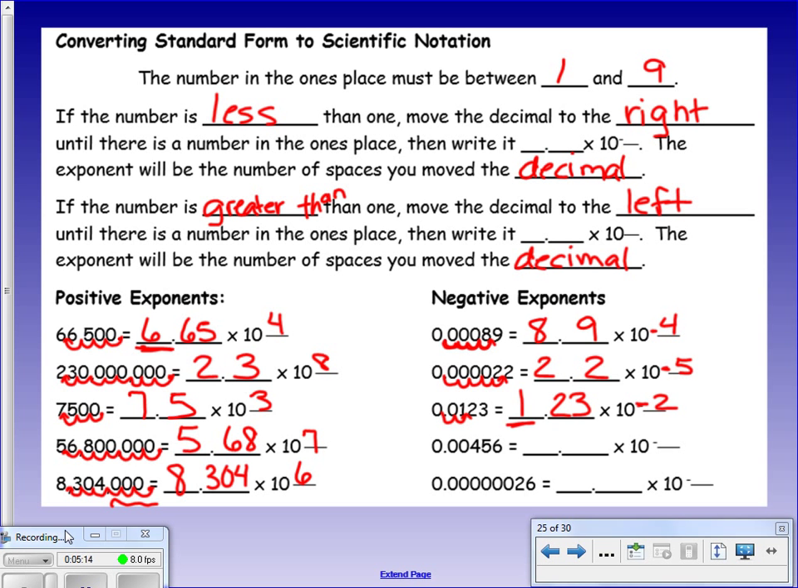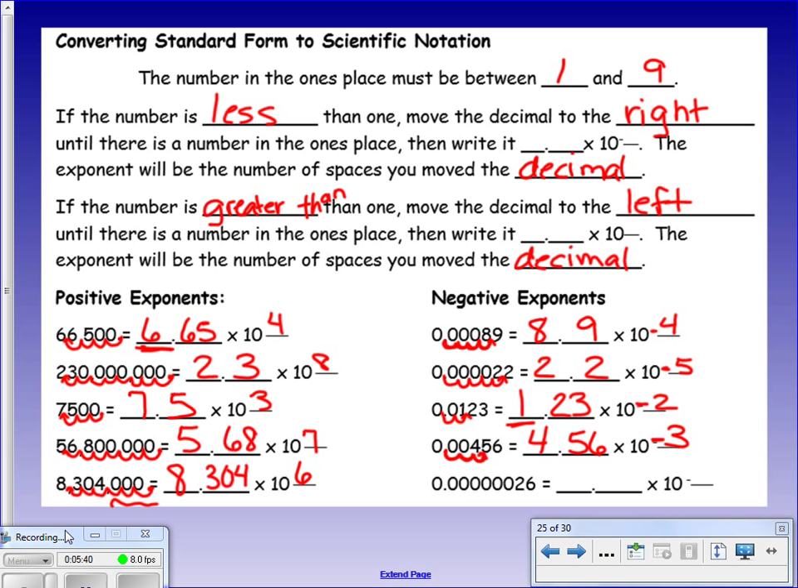All right, if you understand what to do from here, go ahead and pause the video and you do the next 2, and then I'm going to go ahead and continue and walk you through the next 2. So I have 1, 2, 3. So I'm going to write 4.56, and I only moved it 1, 2, 3 places, so to the negative 3.